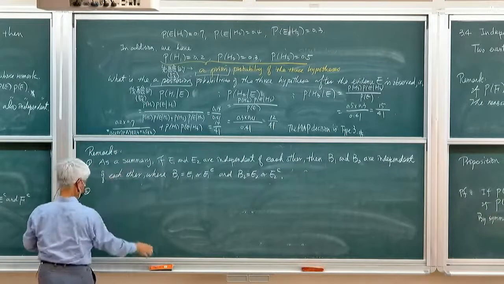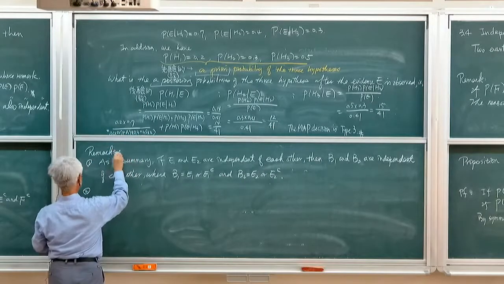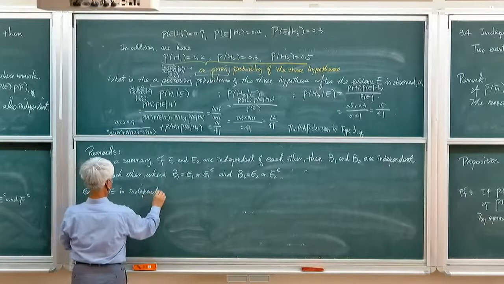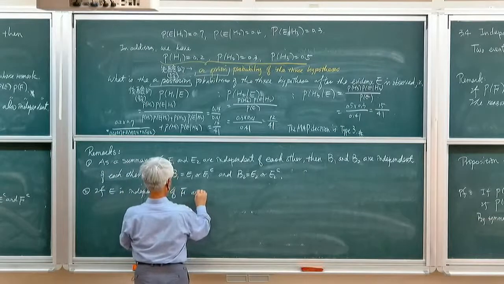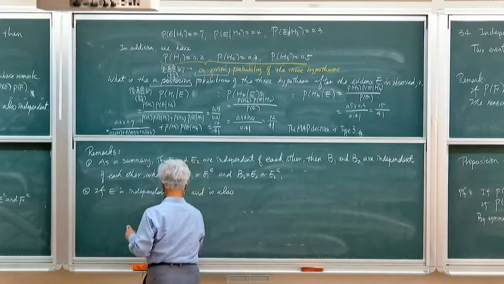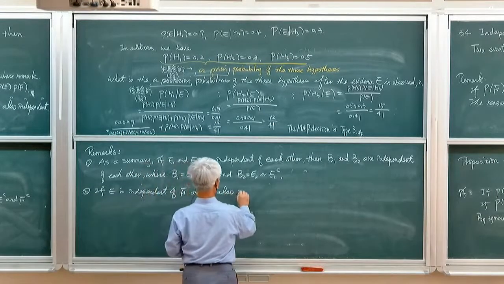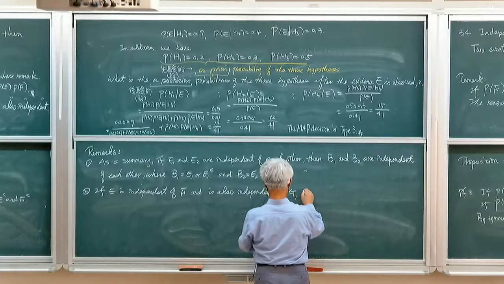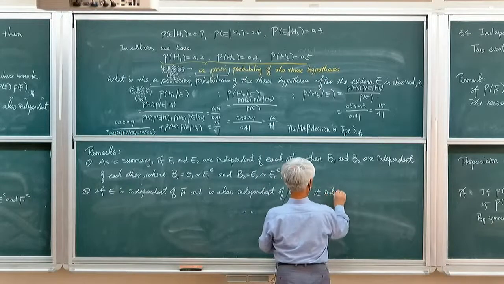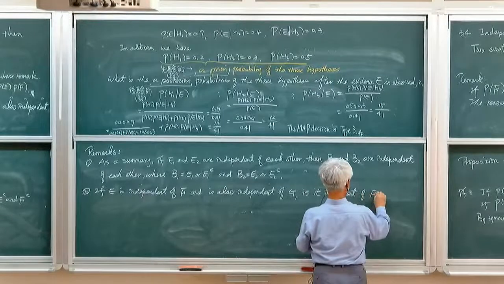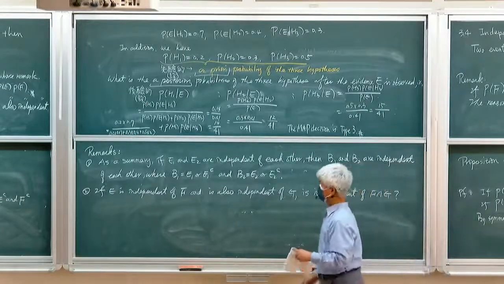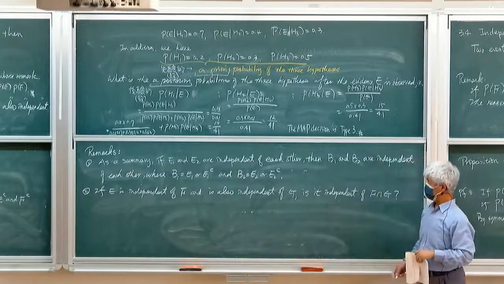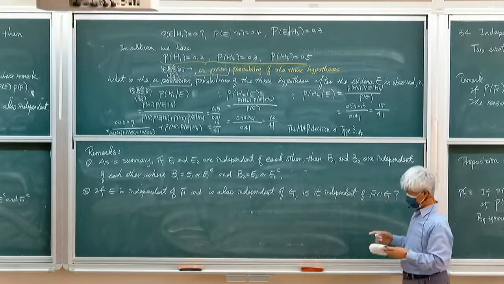The second remark, I'm sorry, I make two remarks too. The second one is that if E is independent of F and is also independent of G, our question is whether it is independent of F intersect G. So E is independent of F, and E is also independent of G. Our question is: is E independent of F intersect G? The answer is no.